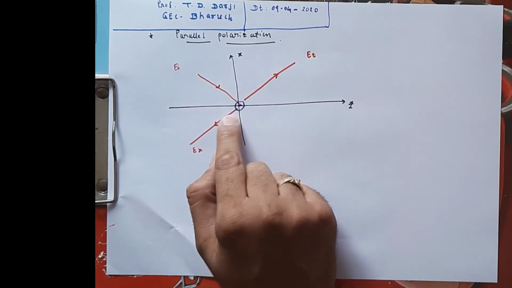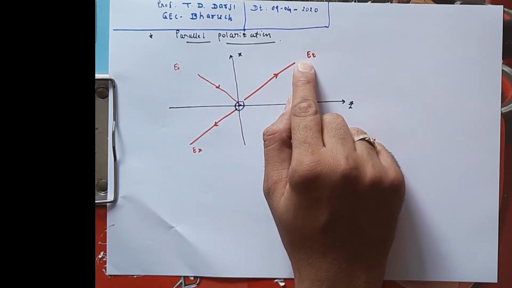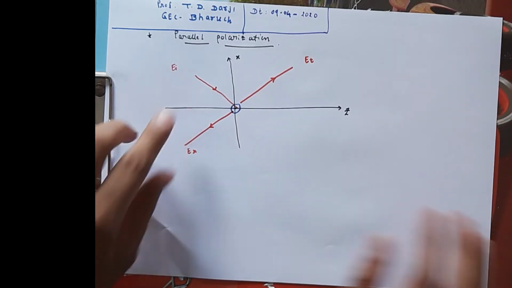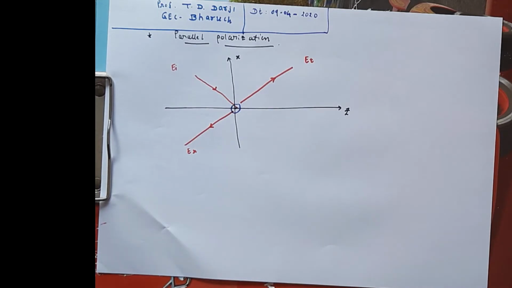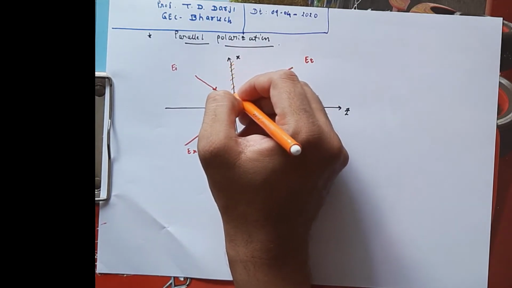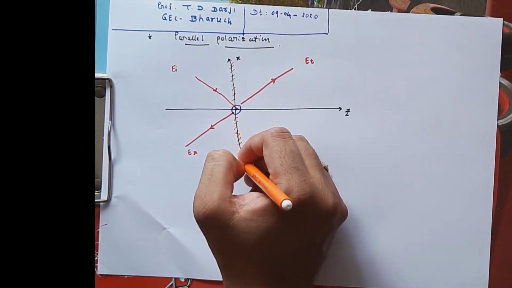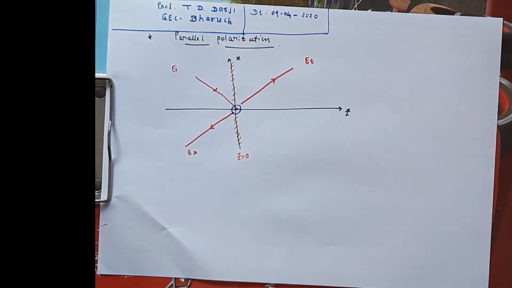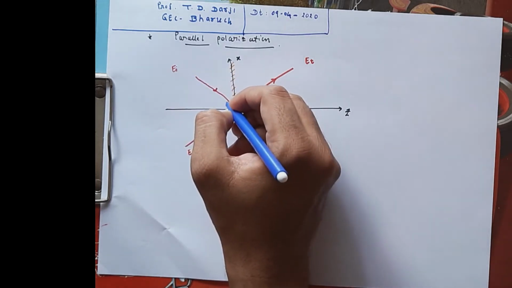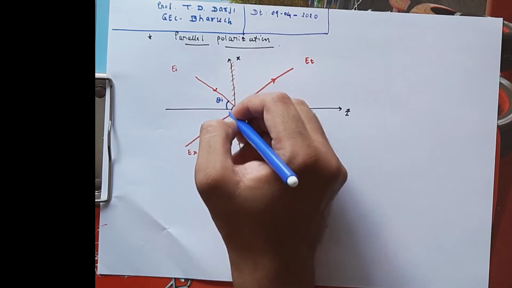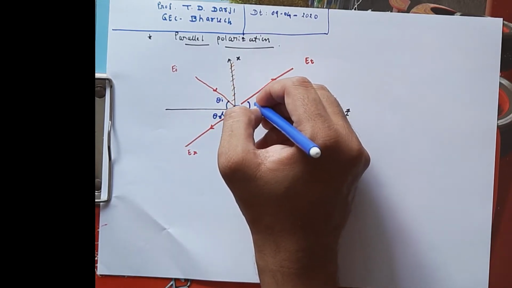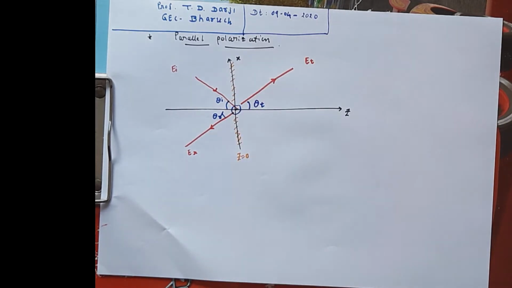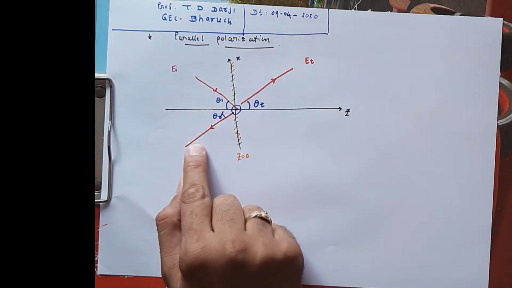What does it indicate? It indicates the propagation direction. Here we consider the xz plane, which is nothing but the z equals 0 plane. At the z equals 0 plane, it makes some angle. The incident wave makes theta I angle, the reflected wave makes theta R angle, and the transmitted wave makes theta T angle. And this indicates the direction of propagation.